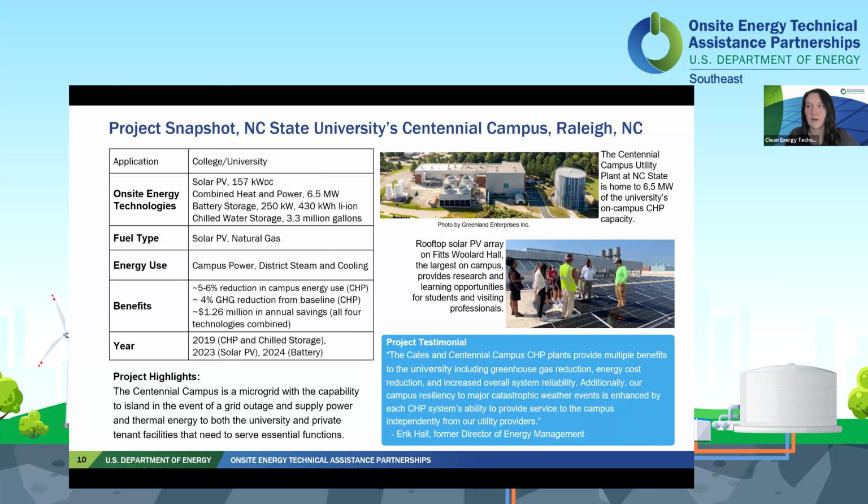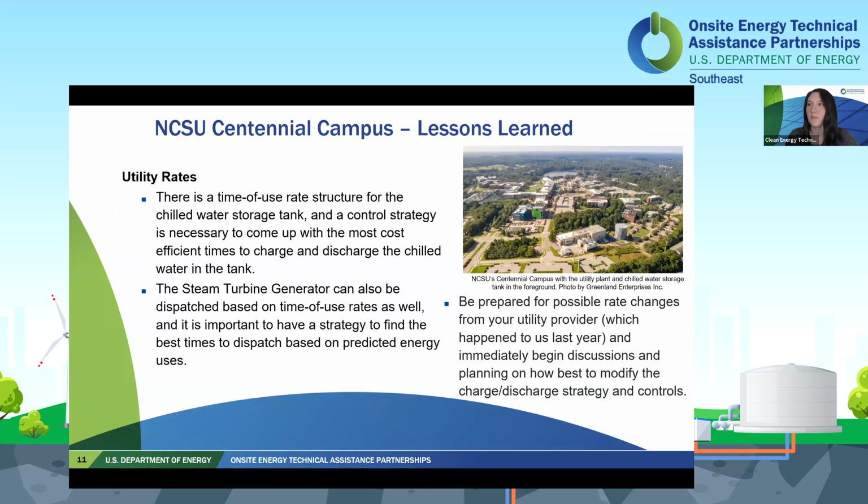Another great thing about campus is that it is a microgrid with the capability to island, like Will was just talking about, and can still serve the university and its private tenant facilities in the event of a grid outage. So I have been speaking to some key people at the university that were involved in some of these projects and been able to compile a list of the lessons that have been learned from these projects. I'm going to share those with you.